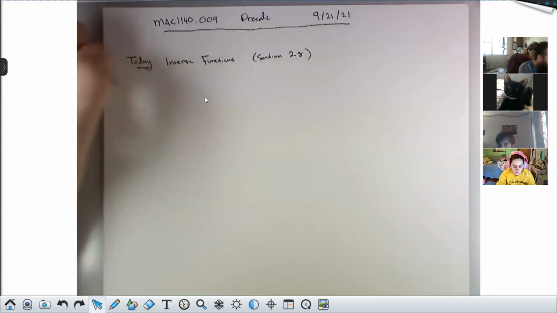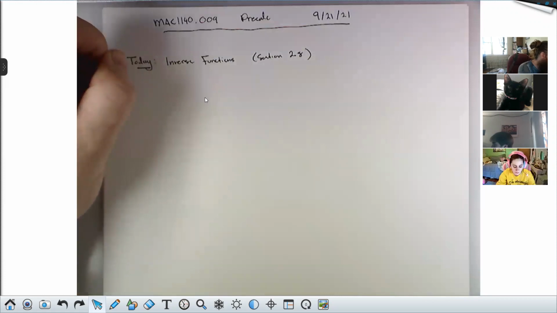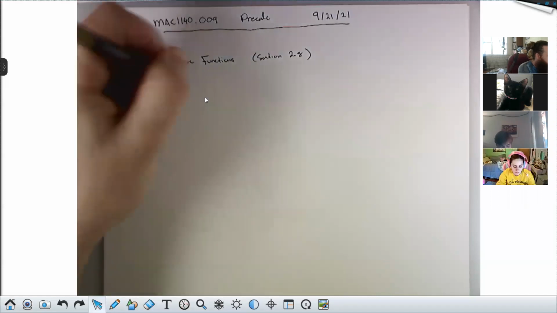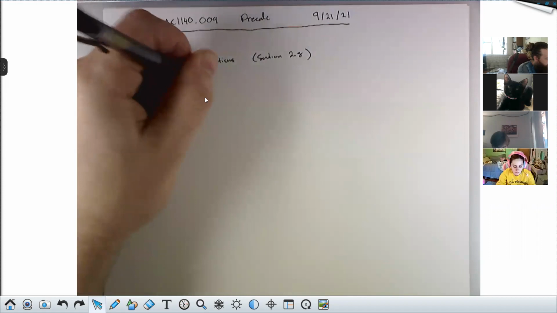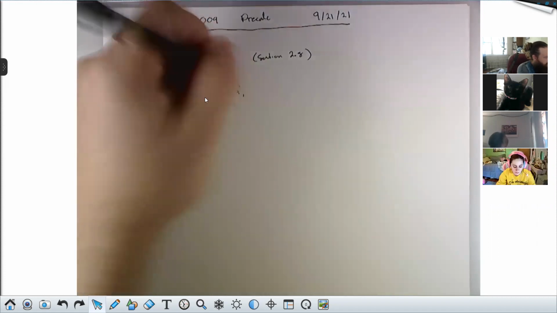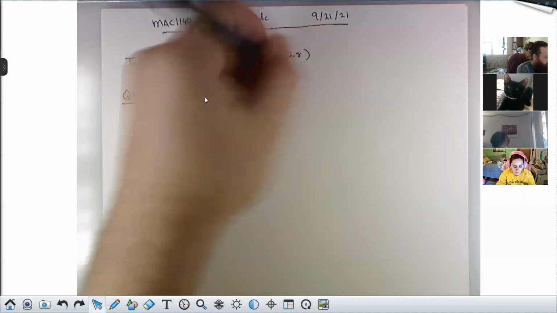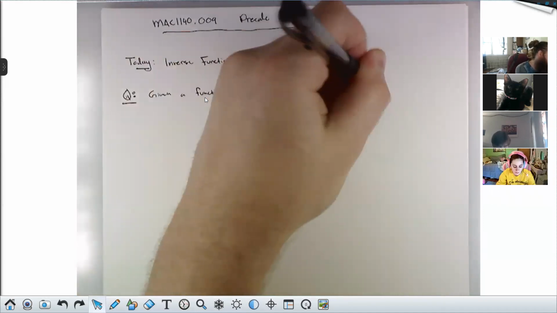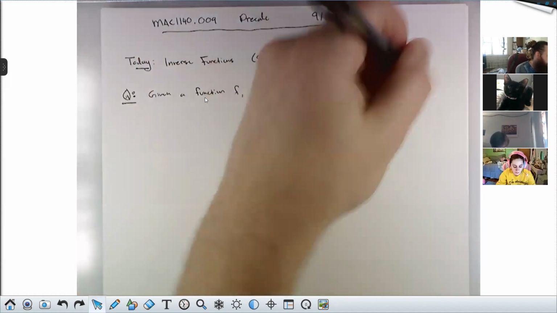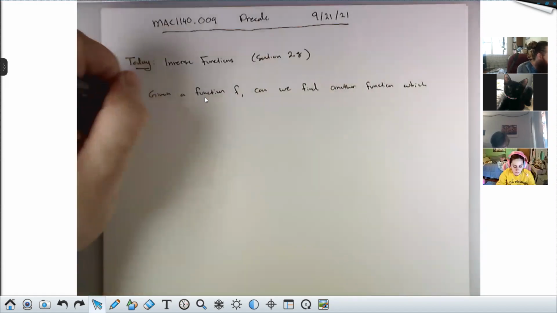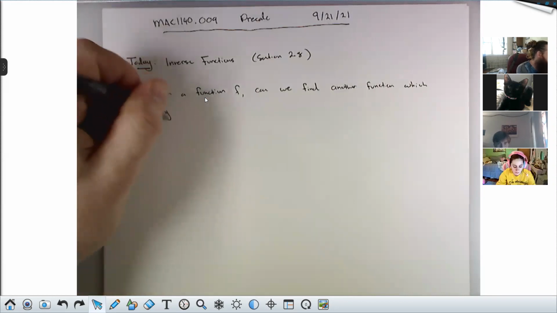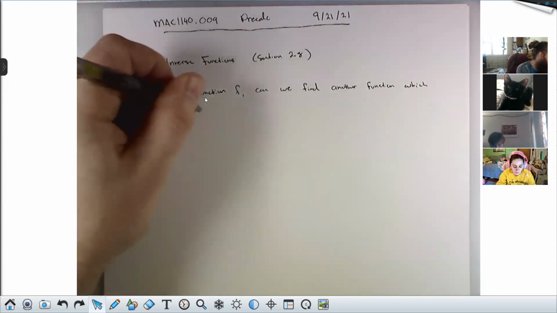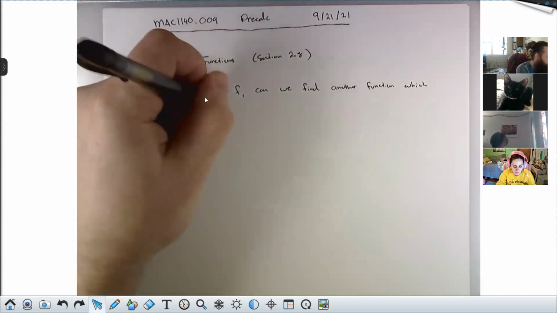All right, let's do it. So the big question is, given a function f, can we find another function which exactly undoes whatever it is that f does?